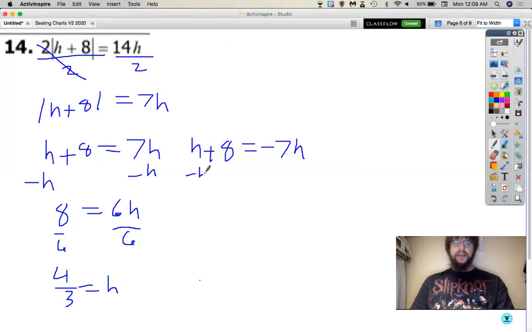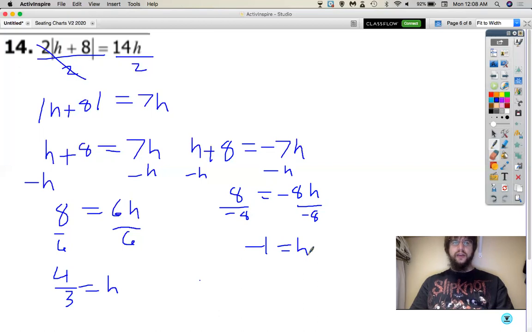Again, subtract h from both sides. I get 8 equals, well, negative 7h minus h is negative 8h. So this is going to be a little bit nicer. Divide through by negative 8. I get negative 1 equals h.